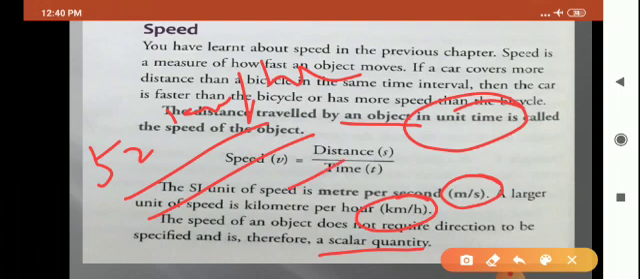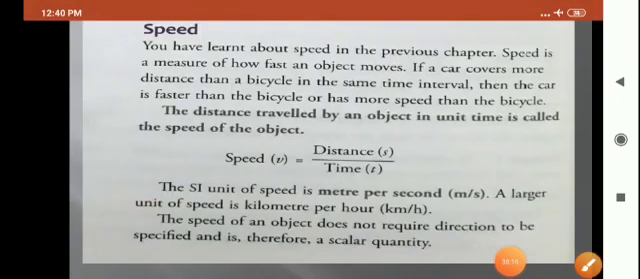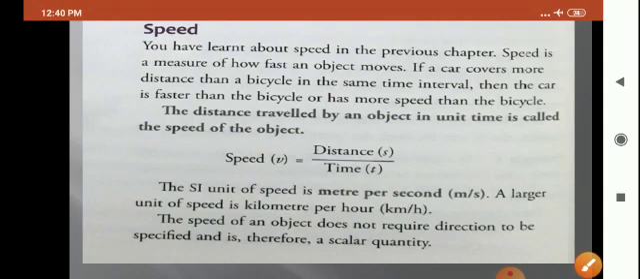And what is the formula for the speed? Speed is equal to distance upon time. That is, speed is represented by small v, distance by small s, and time by small t. So v is equal to s upon t. Okay. So I think I am clear.